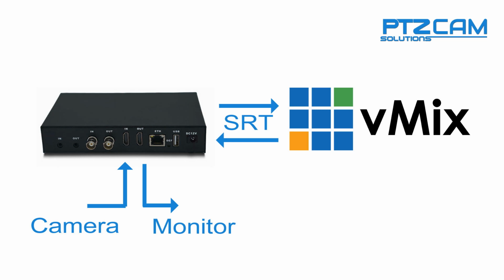But this is also true of NDI HX. So if we wanted to encode a camera as NDI HX and then decode an NDI HX feed, we can have that bidirectionally at both ends as well.